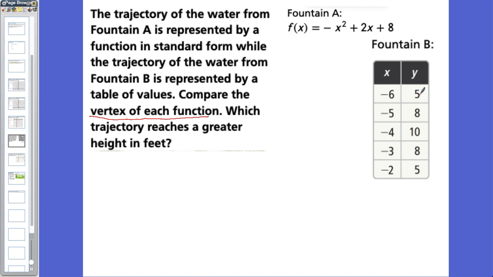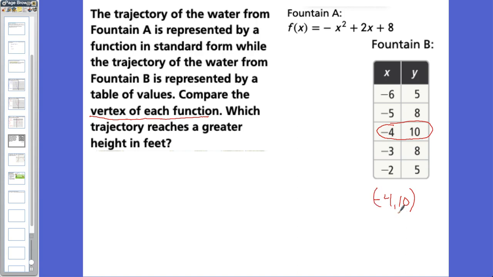So I've got a 5 and a 5 there. I've got an 8 and an 8 there. So this one is 10. It's right in the middle. So this one for B, that has to be the symmetry, the vertex, right? So negative 4, 10 is the vertex.